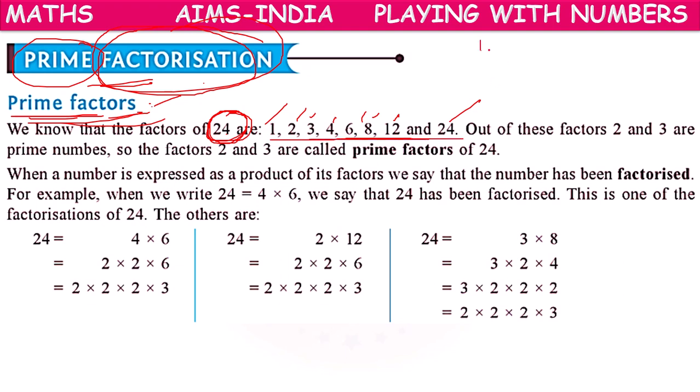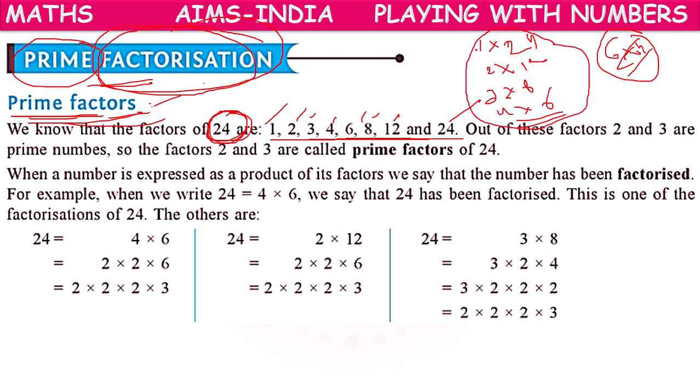How to write factors of 24? 24 we can write as a product of 1 into 24, next 2 into 12, next 3 into 8, next 4 into 6. After that 6 into 4, which is repeated. So these are enough. So from here, downside 1, 2, 3, 4, right side 6, upside 8, 12, 24. These are all the factors of 24. Like that we can find the factors.